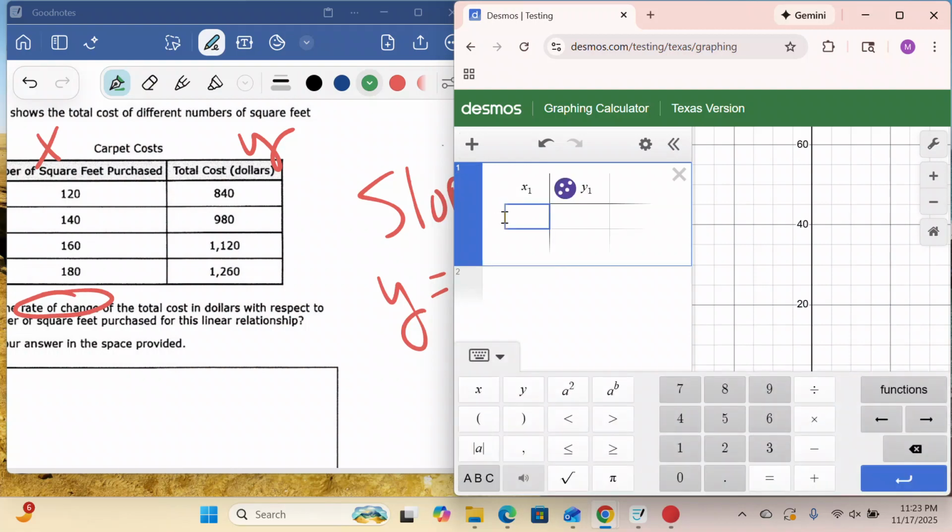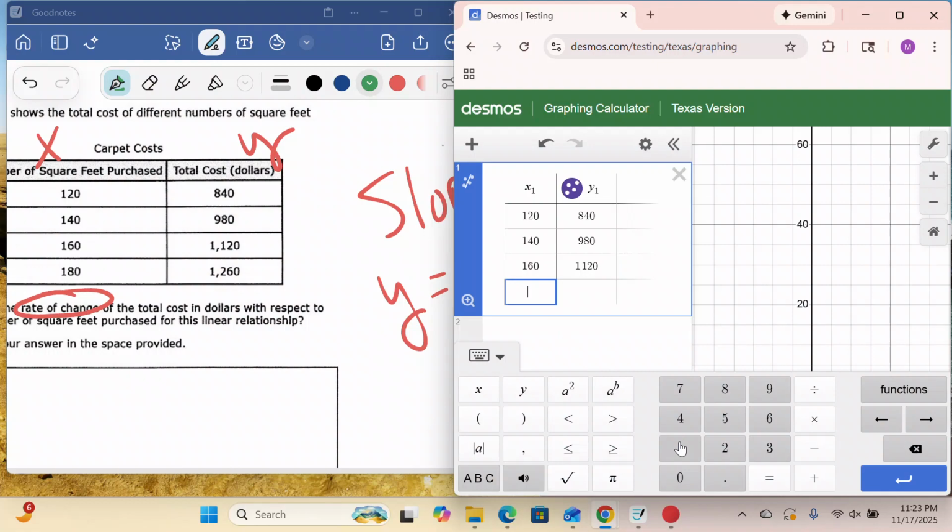I'm going to put the table 120, 840. I'm going to do 140, 980, 160, 1120, and 180, and 1260.